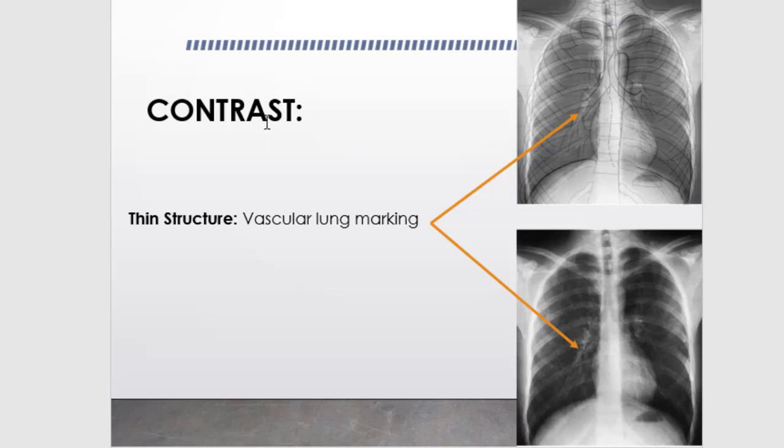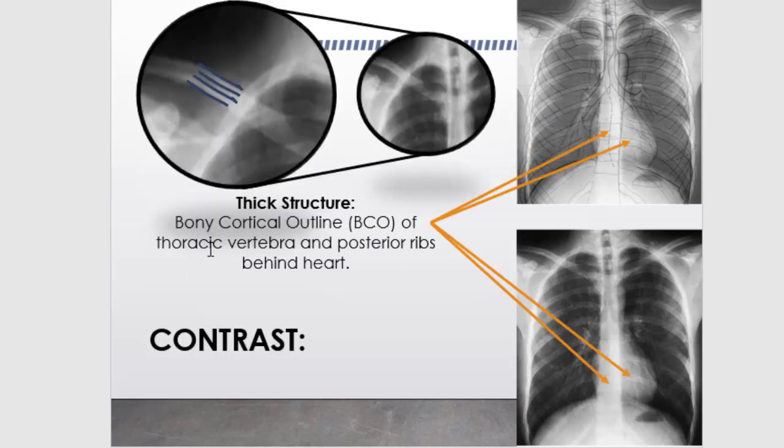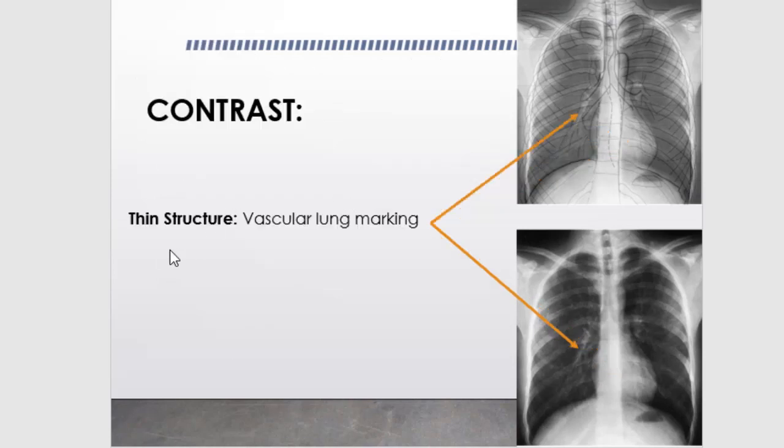Now go to this. Whenever you want to check the contrast, whether the exposure factor of this radiograph is good enough, you need to check contrast intensity. To check contrast intensity, you need to select two structures: one thin structure, another one thick structure. Remember. For thin structure, look for any structure which is thinner in the PA chest. For this example, we can take the vascular lung marking. You know the vascular lung marking?